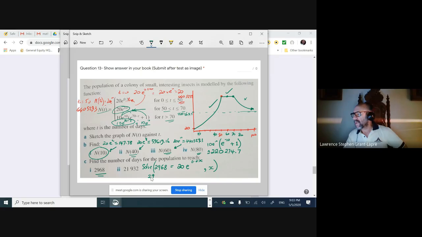you can take the 20 across and then go the natural log, or the log to base e of 2968 over 20 equals 0.2 times x, or in this case t, 0.2 times t. We can take that 0.2 and divide it over here. And then you could put that in your calculator. We get 25 days.